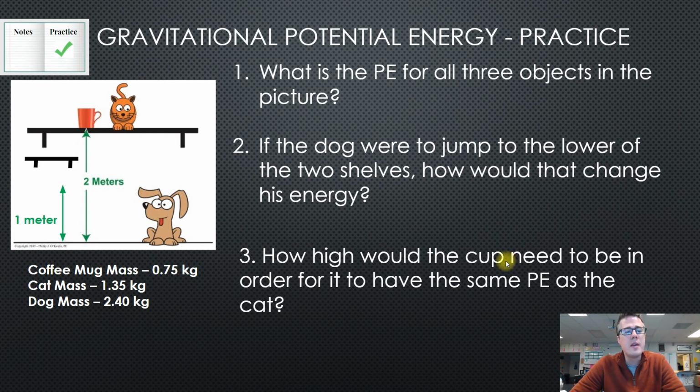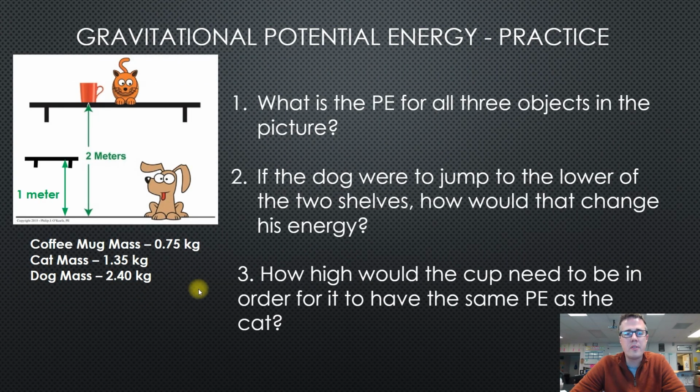Over on your practice side, please make a little sketch of these two shelves with a coffee mug, a cat, and a dog. All the masses for these three things are written down below here, and the three questions are on your screen. What is the potential energy for all three objects? Number 2, if the dog were to jump up to the lower of the two shelves, how would that change his energy? Like, how much energy would he add to himself if he did that? And number 3, how high would the cup need to be in order for it to have the same potential energy as the cat? So if we had to make the two things the same, where do we have to put the cup to give it the same energy as the cat? Pause this video and try those out on the practice side now.